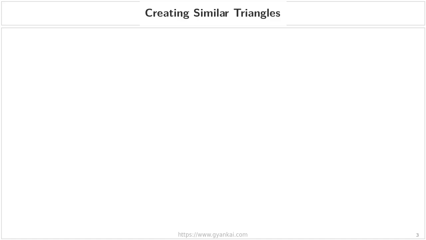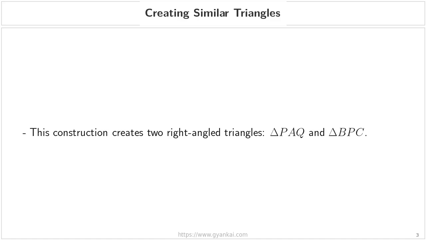Creating similar triangles. Now, if you take a look at the diagram we've just constructed, you'll see that by dropping those perpendicular lines and drawing the parallel lines through points A and P, we have effectively partitioned the space into two distinct right-angled triangles. Specifically, we are looking at triangle PAQ and triangle BPC.